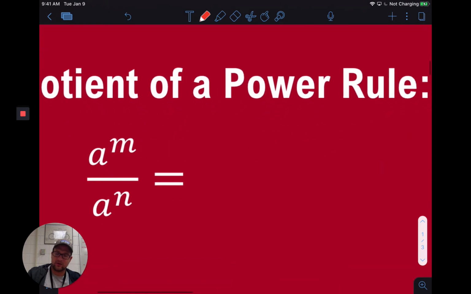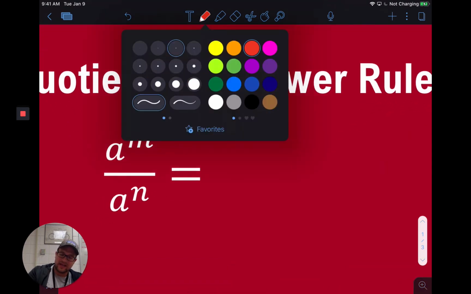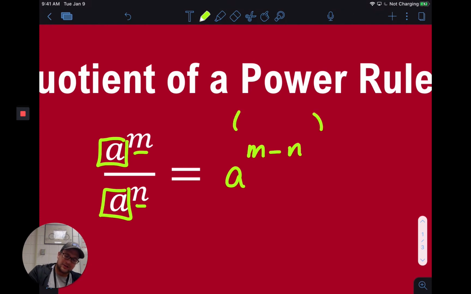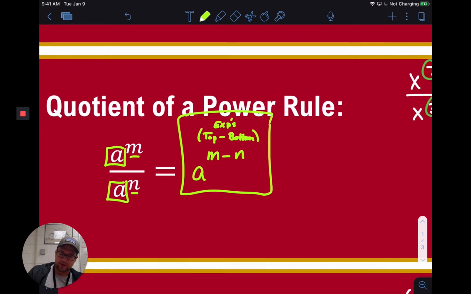So let's generalize that over here. We have two things with the same base that are being divided, and they both have exponents. And what we do is we take the top exponent and we subtract the bottom exponent to get to our final answer. So we would have a to the m minus n. Now, sometimes I actually like to explain this too, so I'm going to say top minus bottom. Right, just so that we know we're talking about the exponents, right? These are exponents. And this is what we call our quotient of a power rule.